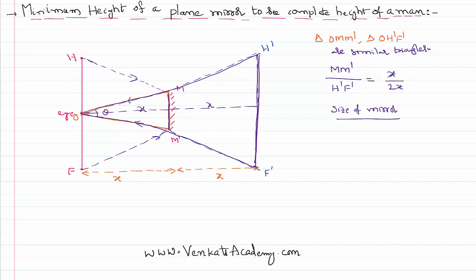H dash F dash is nothing but the height of the man, and the ratio is 1 by 2. That implies the size of the mirror required for the man to see himself completely is the height of the man by 2. So if you want to see yourself completely in a plane mirror, you shall have a mirror whose height is at least half of your height.